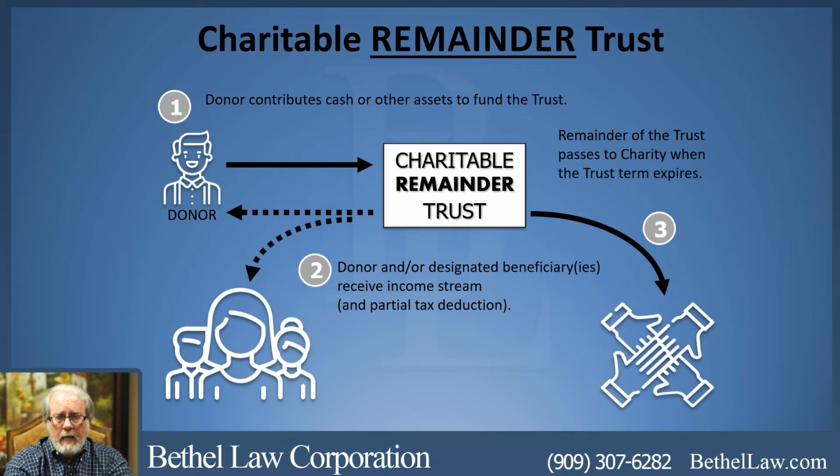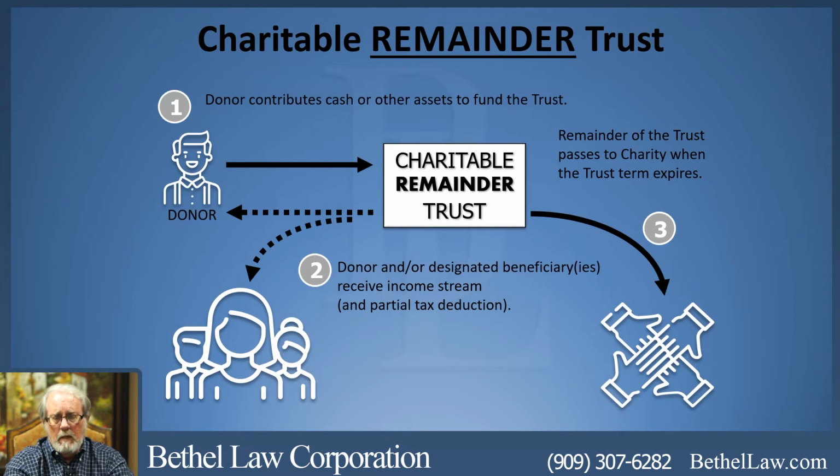So again, how this is done is that the donor, you as the trustor of the trust, contributes the property to the charitable remainder trust. Now, instead of the income going to the charity, the income goes to you, the family, throughout the term that you pick. Again, 20 years or lifetime.